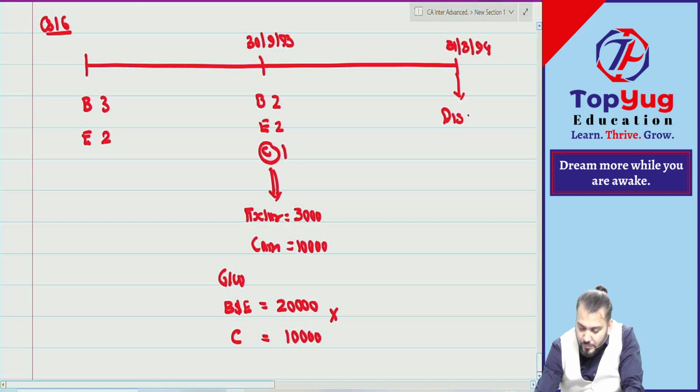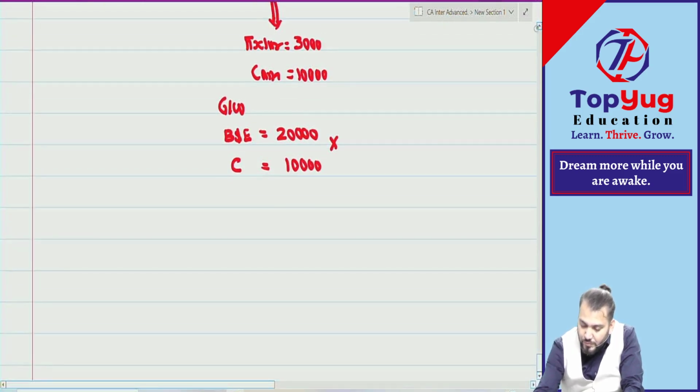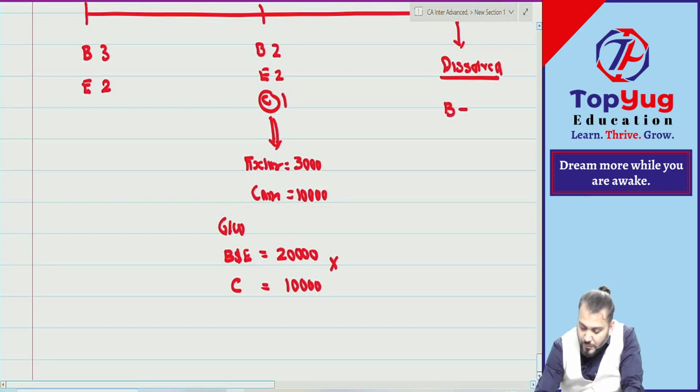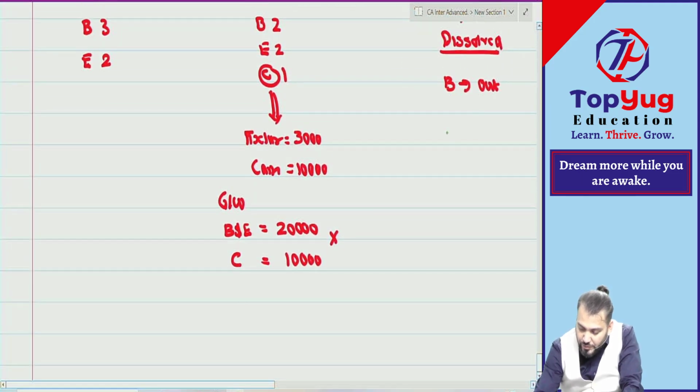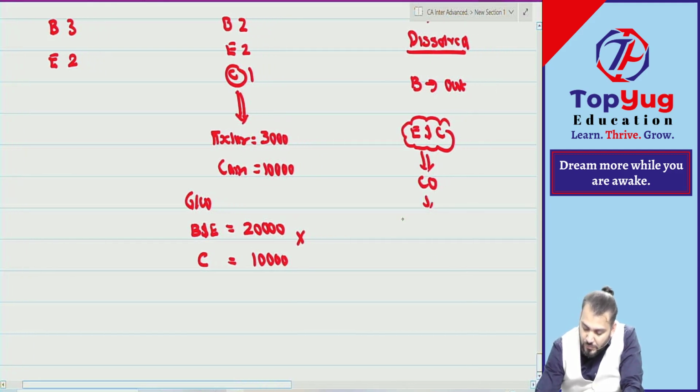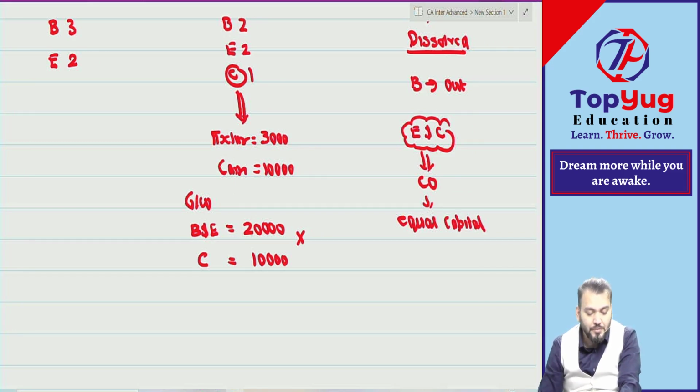Dissolution happened. Who is going out? So B is out. Who remains? A and C. E and C will form a company. With which capital? With equal capital. I hope you are understanding. I am writing each and every point. With equal capital. Correct. Taking over all assets and liabilities, all remaining assets.